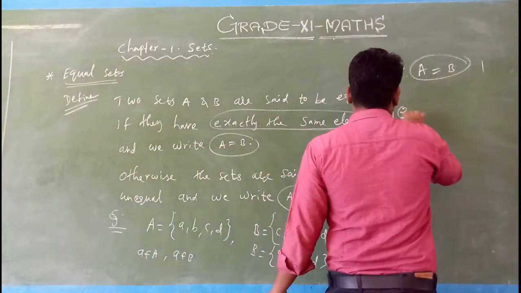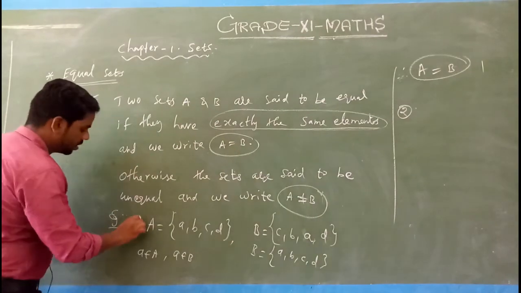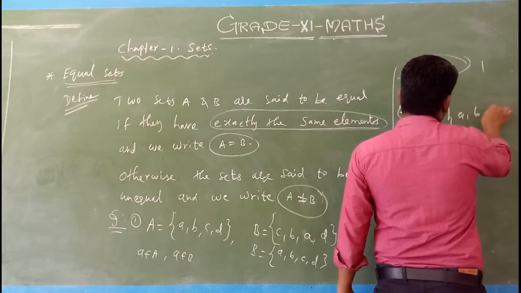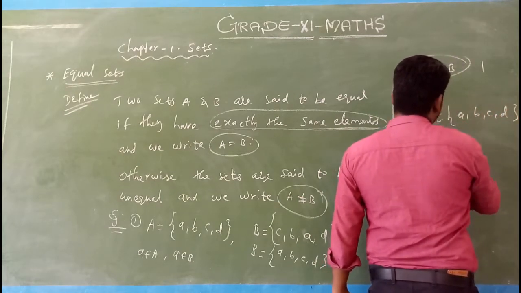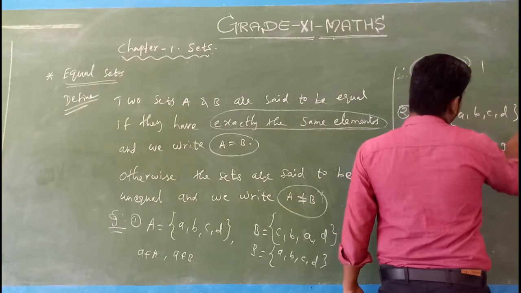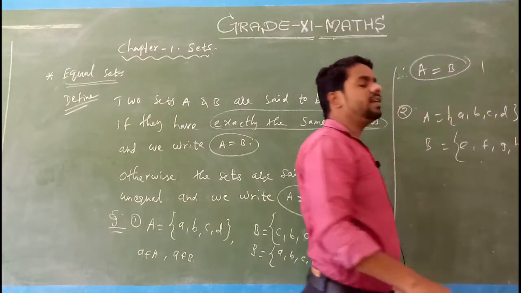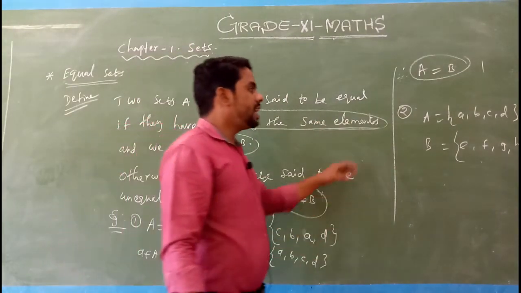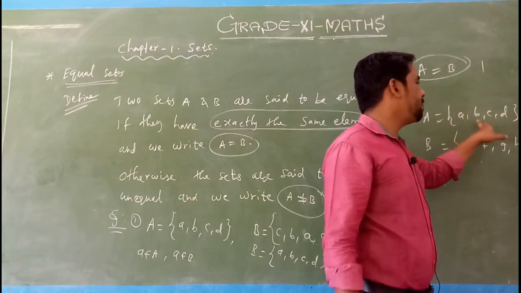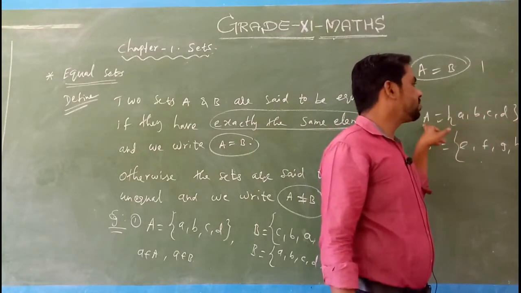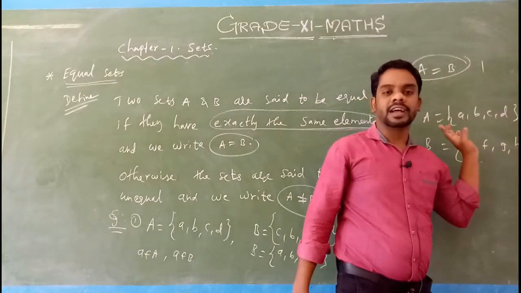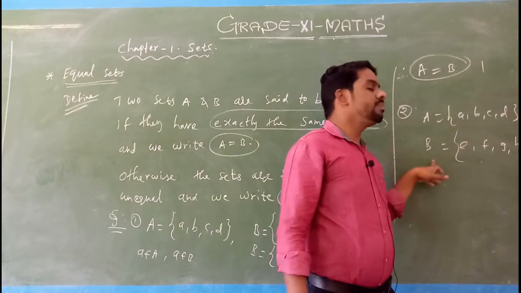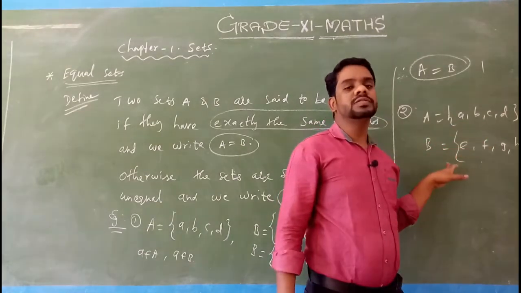Now the second example. Let us consider A equal to A, B, C, D and B equal to E, F, G, H. Compare the sets A and B. A has 4 elements, A, B, C, D. A belongs to A, B belongs to A, C belongs to A, and D belongs to A. But A does not belong to B, B does not belong to B, C does not belong to B, and D does not belong to B.